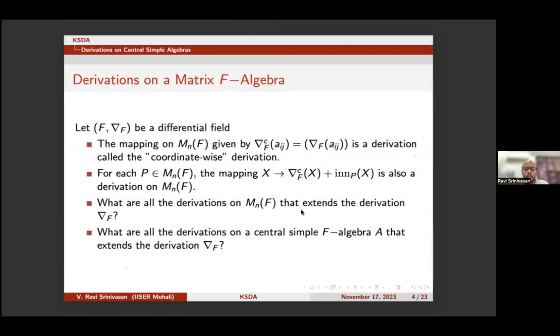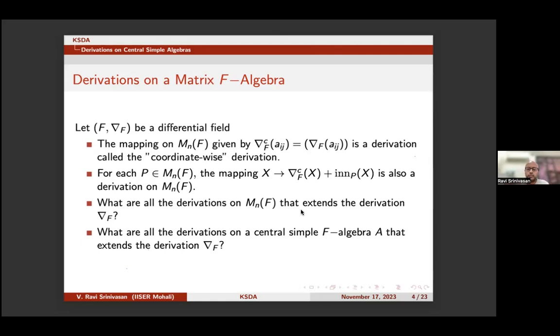So there are two questions. What are all the derivations on M_n(F)? And then you can also ask, how about in general central simple algebras? So here what I am asking is essentially, you don't have to fix any derivation. You can simply ask, can you classify all the derivations on a central simple algebra? That also one can do.